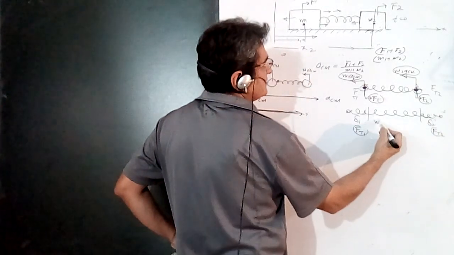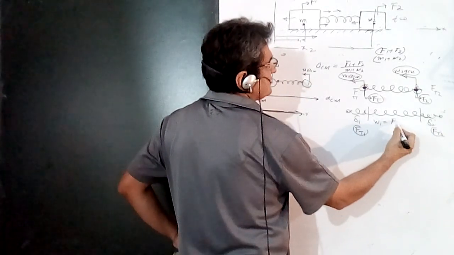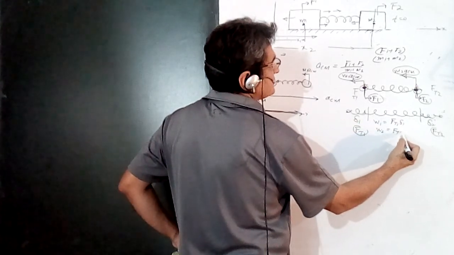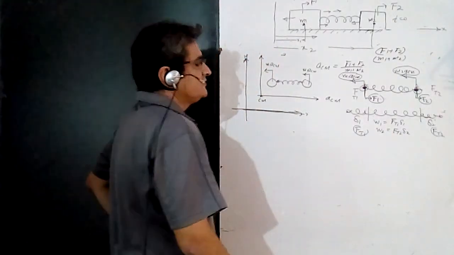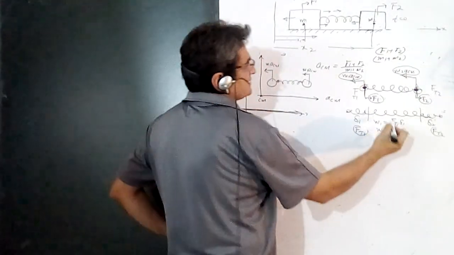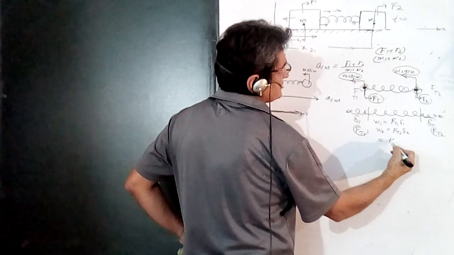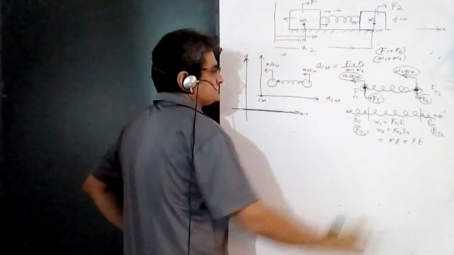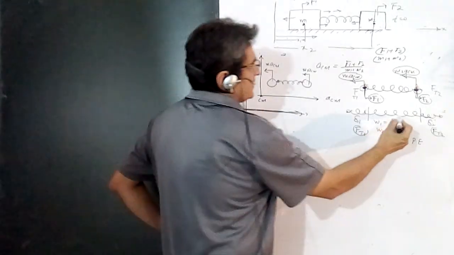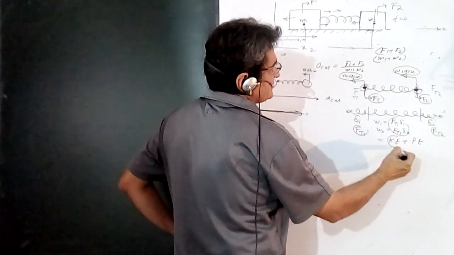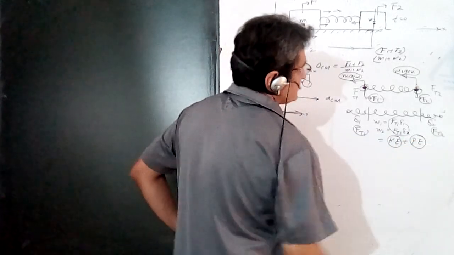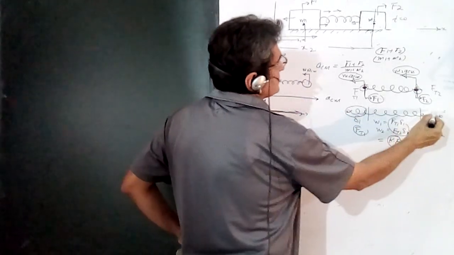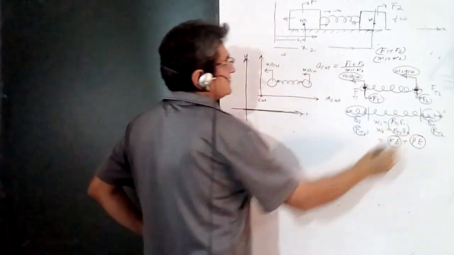So the work done on one side will be F total 1 into delta 1, and work done on the other side is F total 2 into delta 2. Now this work done should be stored in some kind of energy. So it will be stored in the kinetic energy of the masses plus potential energy of the spring. And it is in the center of mass frame: kinetic energy in the center of mass frame, potential energy in the center of mass frame. These are the extensions which I am looking at in the center of mass frame, delta 1 and delta 2.